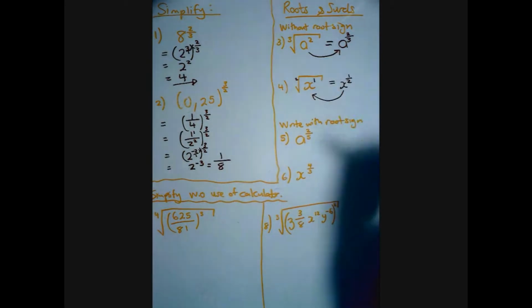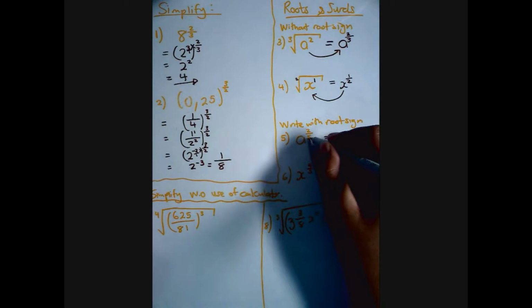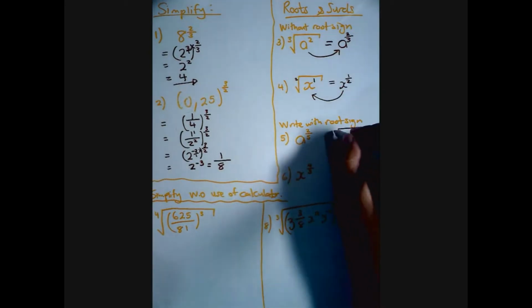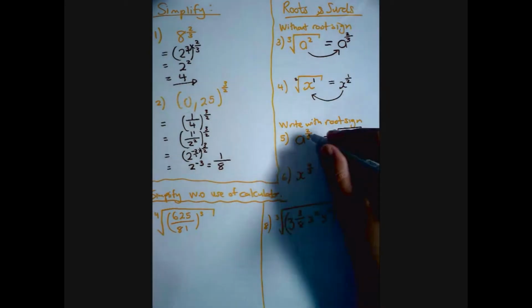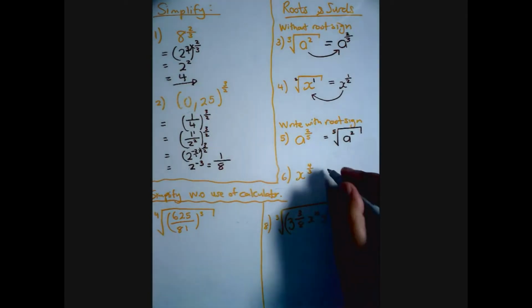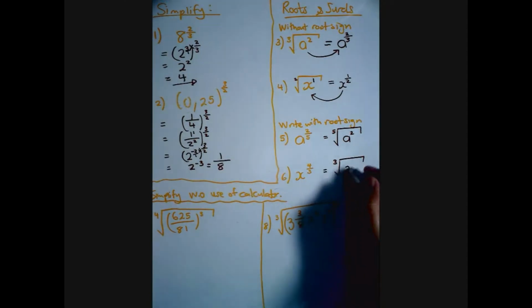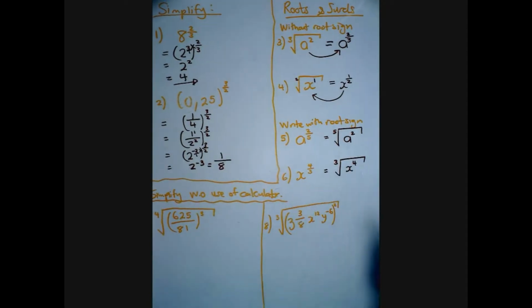So what you're going to do now, you're going to know the denominator is always your root. So what type of root is it? It's the 5th root. So I'm going to write 5 on the outside. And it's a to the power of 2. Then here it's the 3rd root, which is a cubic root, and you're going to have x to the power of 4. Very simple, hey?